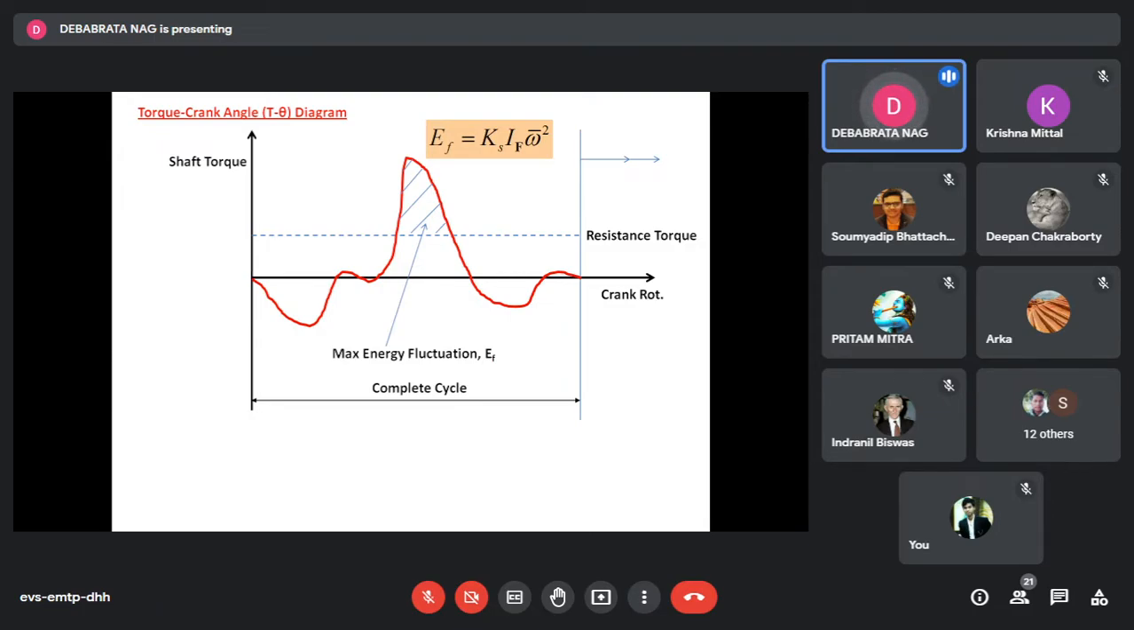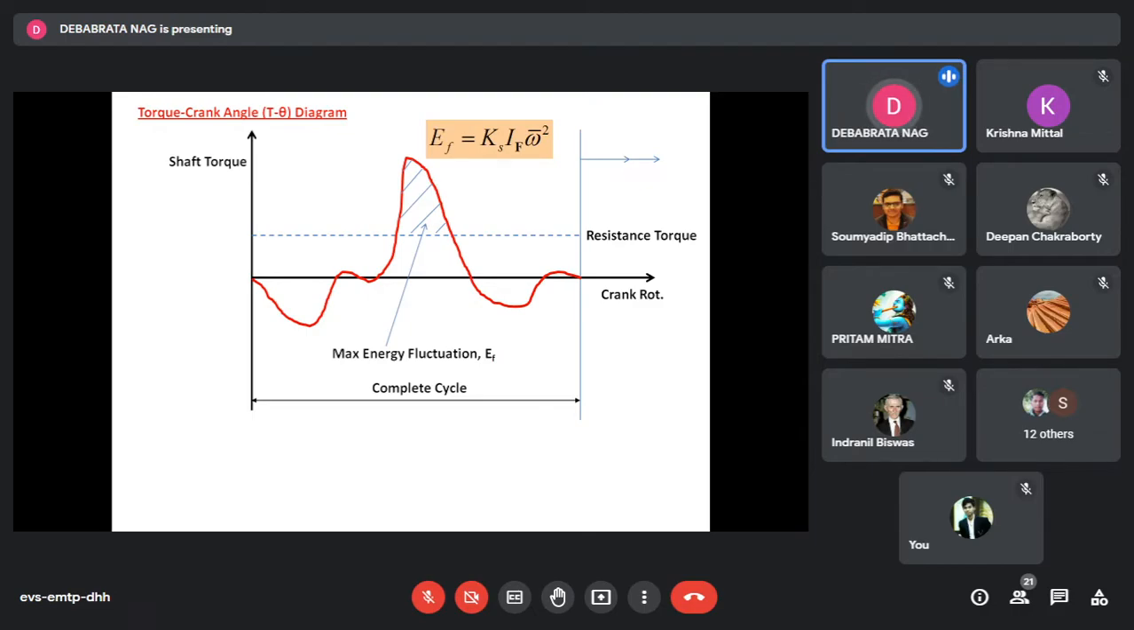So there is a wide fluctuation in the speed, and that is of course not tolerable, because I said that it is called a prime mover. That means its objective is not to move itself. It is used to drive some other machine.